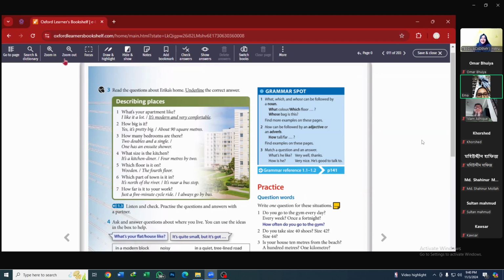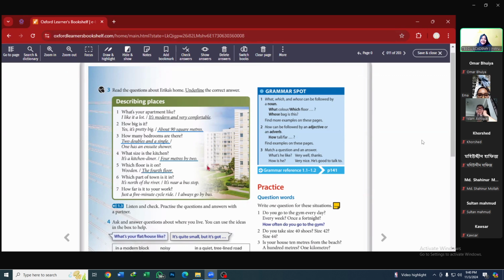One has an en suite shower. Okay, no. So here, these are two answers. The appropriate one is two doubles and a single. So this is the correct answer. Okay. Number 4, what size is the kitchen? 4 meters by 2. Good. Number 5, which floor is it on? The fourth floor.